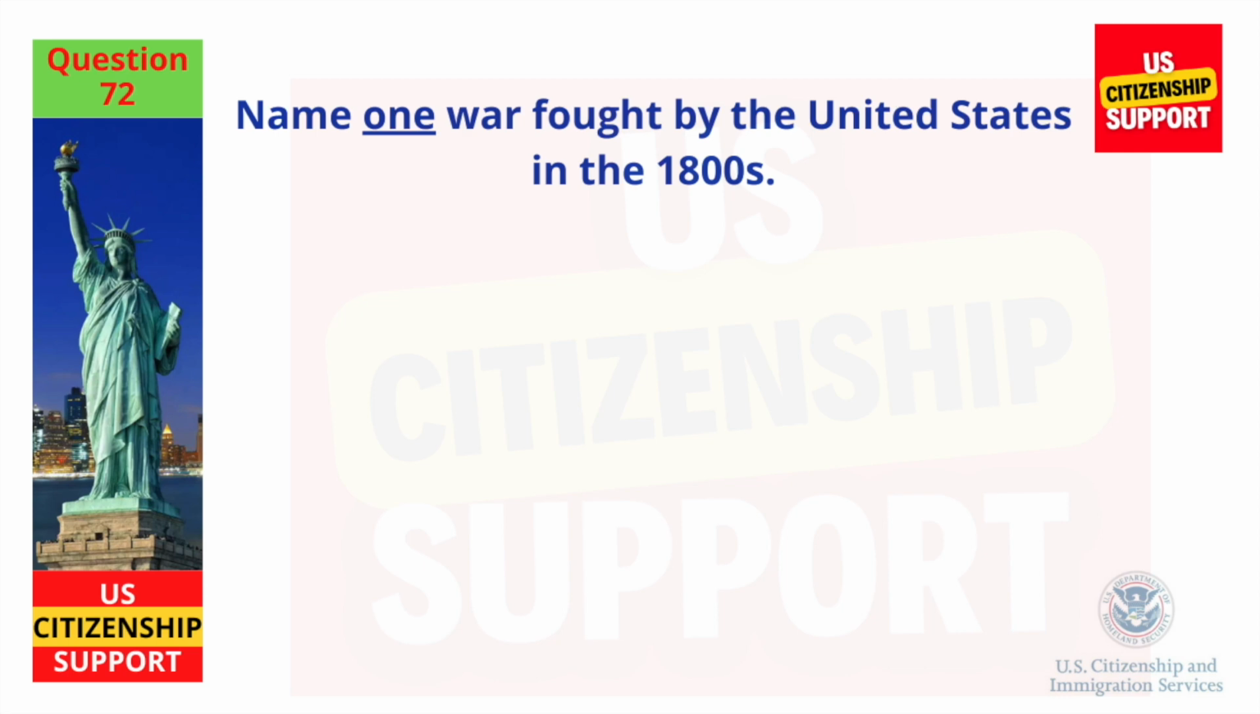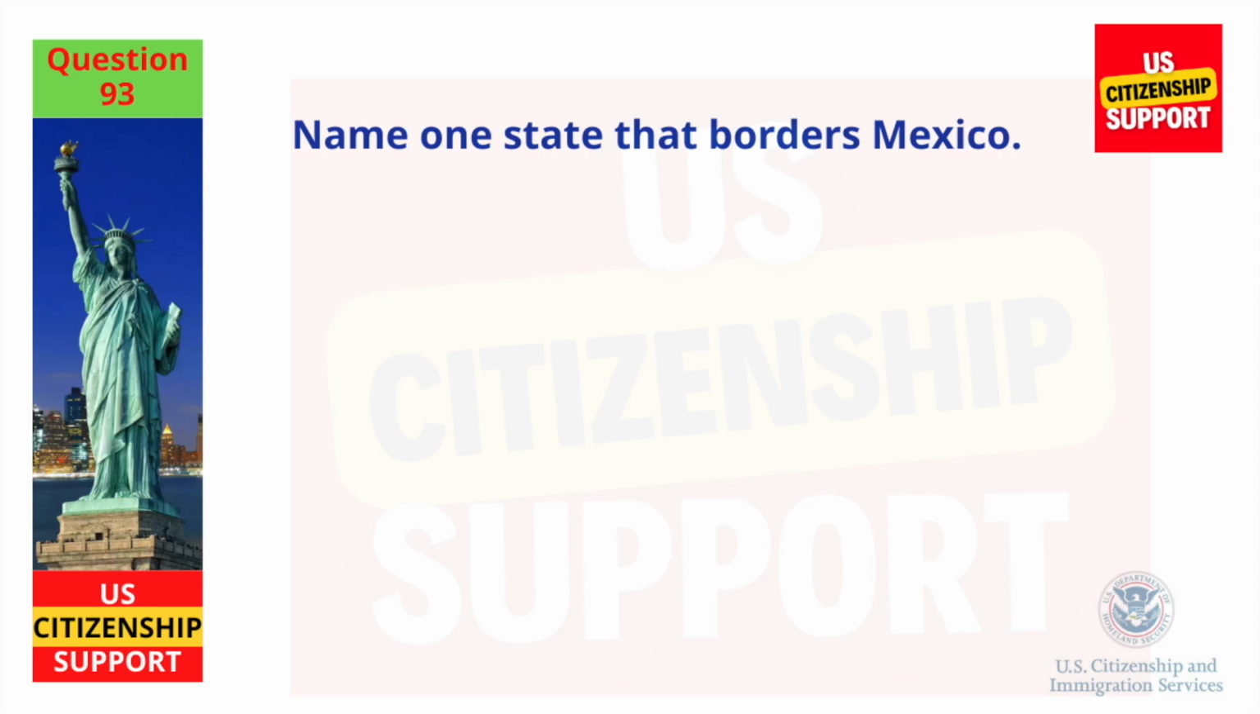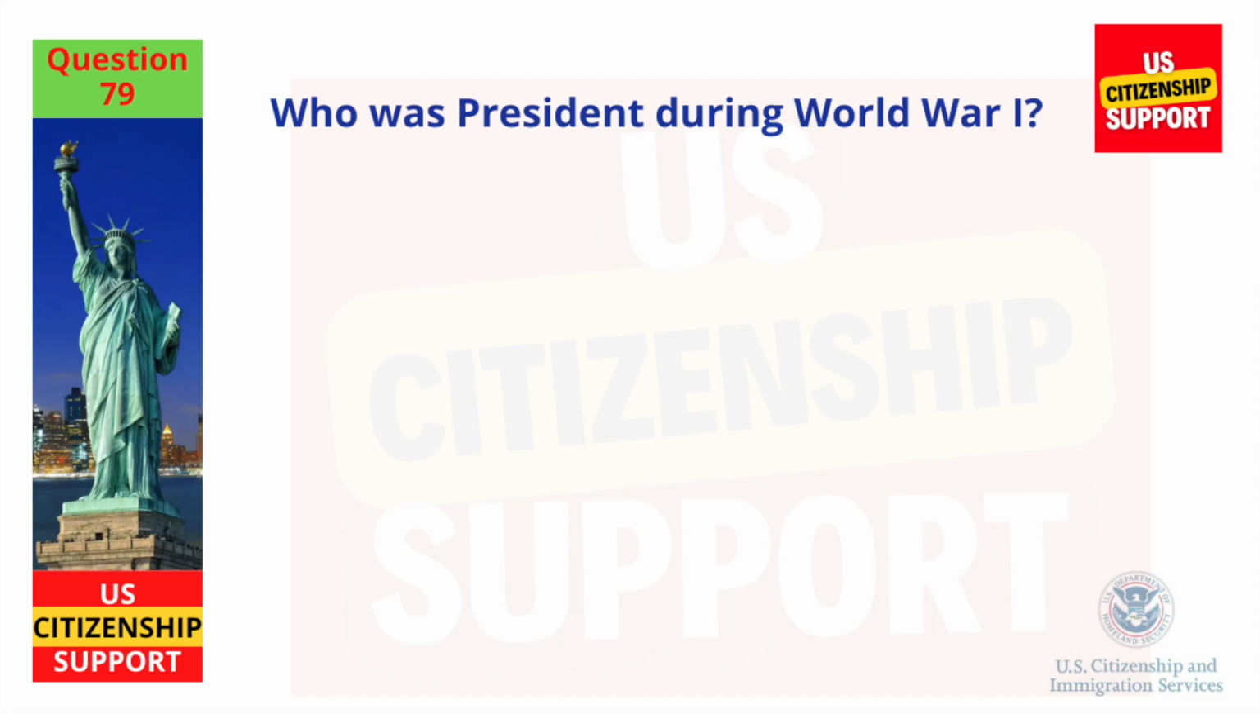Name one war fought by the United States in the 1800s. Civil War. Name one state that borders Mexico. California. Who was president during World War I? Woodrow Wilson.